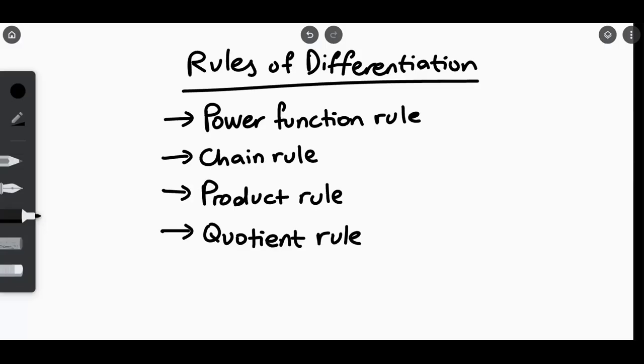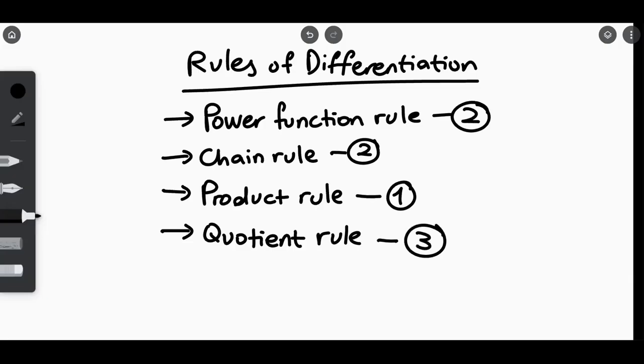I'll be covering each in individual episodes. This is episode 1, which is our product rule. Episode 2 will be our chain rule and function rule. And our third episode will be the most difficult one, which is the quotient rule. This will be just a mini revision guide for you that I'll be putting up as a new series.